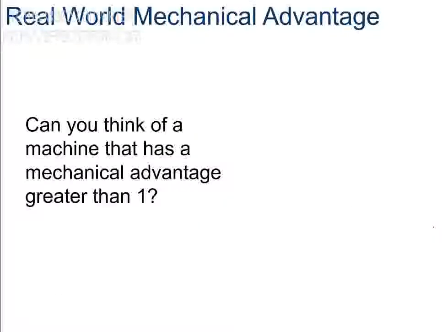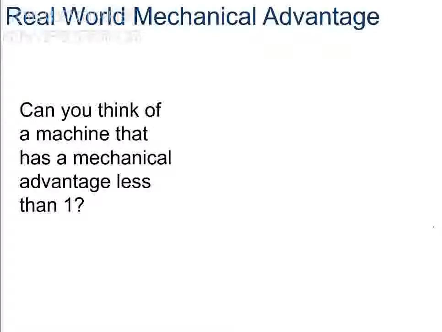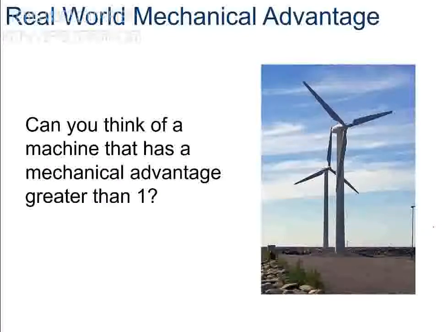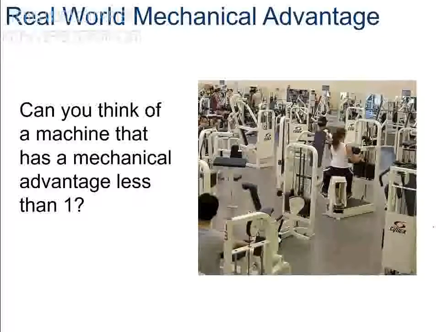And real world mechanical advantage. Can you think of a machine that has a mechanical advantage greater than 1? Yeah. It's true. There is a mechanical advantage which is greater than 1. For example, you can take a wind power plant. And can you think of a mechanical advantage that is less than 1? Sometimes there is a mechanical advantage which is less than 1, but most of the time the mechanical advantage of machines is greater than 1.